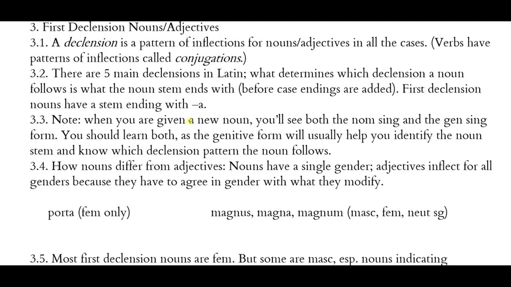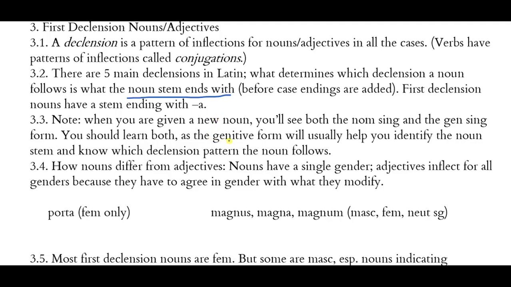There are 5 main declensions in Latin, and what determines which declension a noun follows is what the noun stem ends with. That is, the noun has a stem or a base, and we're going to add case endings to that noun stem, and which declension pattern a noun belongs to crucially depends on what the last part of the noun stem is before we add those case endings. First declension nouns have a stem ending with a.